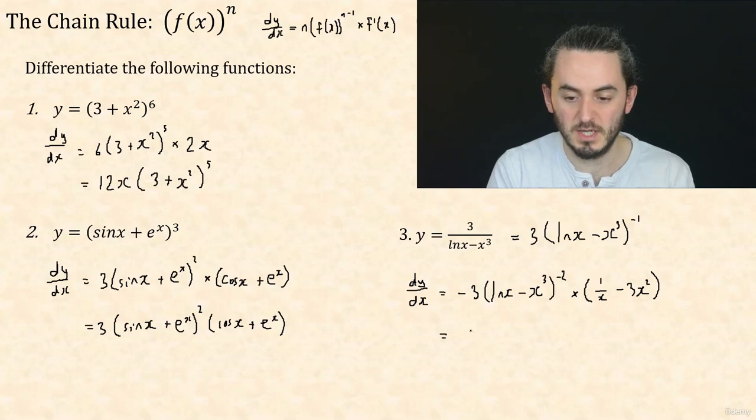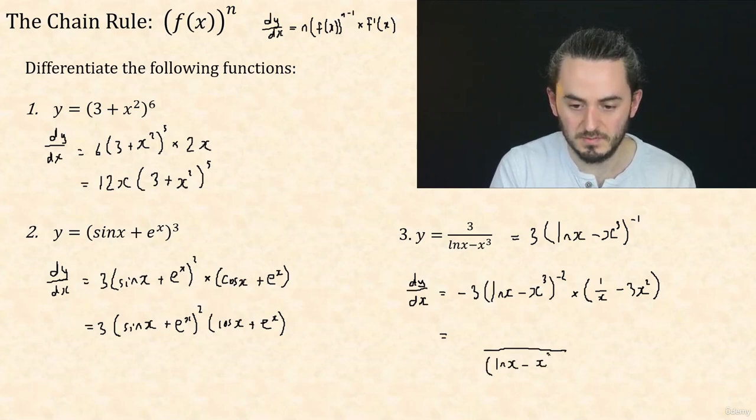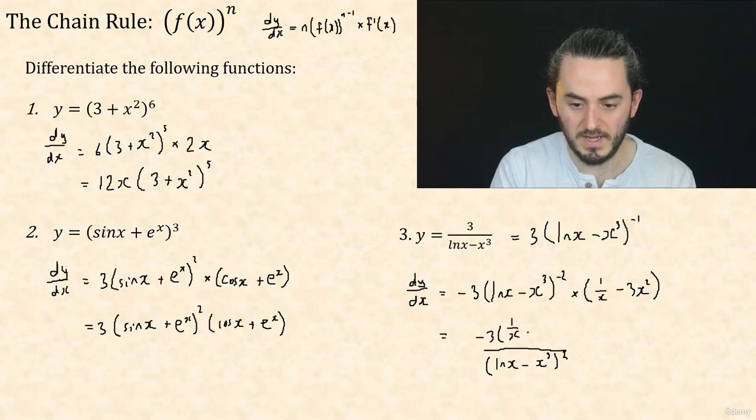So how could we neaten this up? Well, we've got a range of options, but since we've got this bracket to the power of minus 2, we'll remember that that means we are dividing by that bracket squared. So I've got that stuff squared, and that leaves minus 3 times this stuff. Minus 3 times 1 over x minus 3x squared.